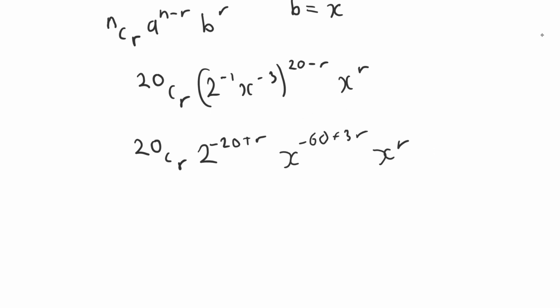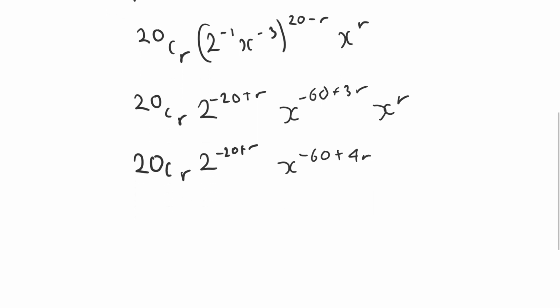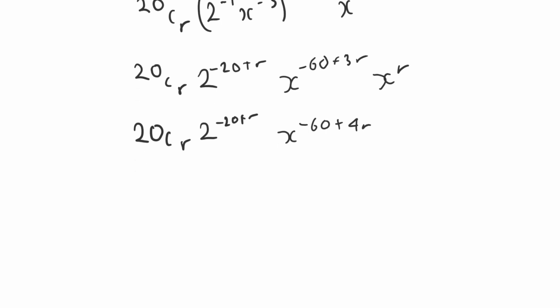Now we're going to simplify it by multiplying these terms together. Remember, when you multiply, you have to add the two powers together instead of multiplying. So we're going to have 20 C r times 2 to the minus 20 plus r times x to the minus 60 plus 4r. Now since we are trying to find the constant, we are going to make this term equal to x to the power of 0. And I'll show you what I mean below.